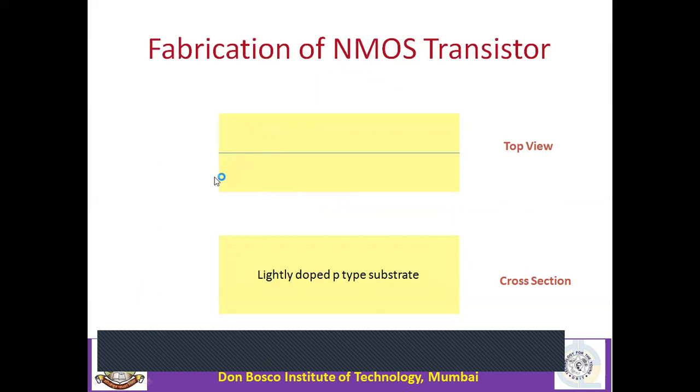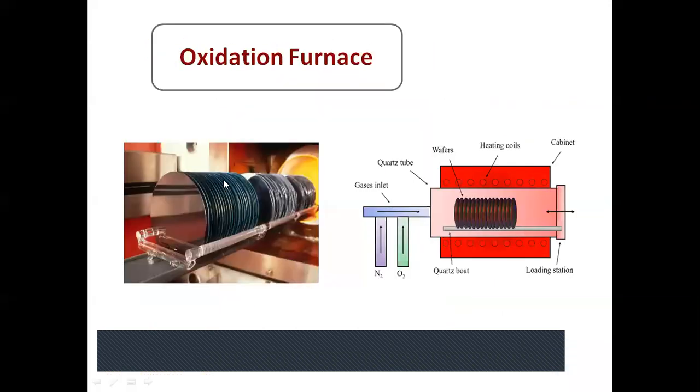So the first step is we start with an oxidation furnace. You can see circular wafers here, here, here. This is just a side view, and this is a three-dimensional picture. These are the wafers. All wafers basically undergo the same process: oxidation means oxidation, etching means etching, like this.